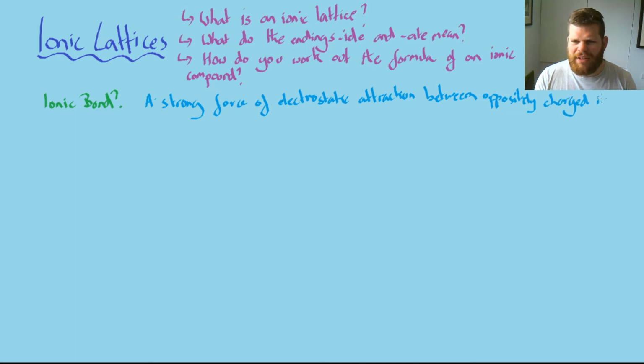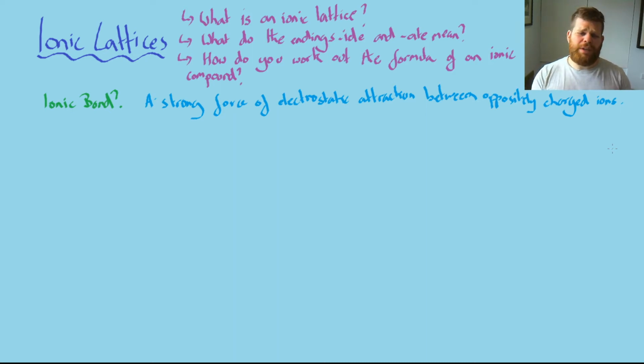Now I'm going to leave that along the top because it's a useful thing to always bear in mind. Remember that those oppositely charged ions are called cations and anions. The cations are the positive ones, the anions the negative ones. Anyway, enough about what we did last time round. Let's get on to what we're talking about this time round.